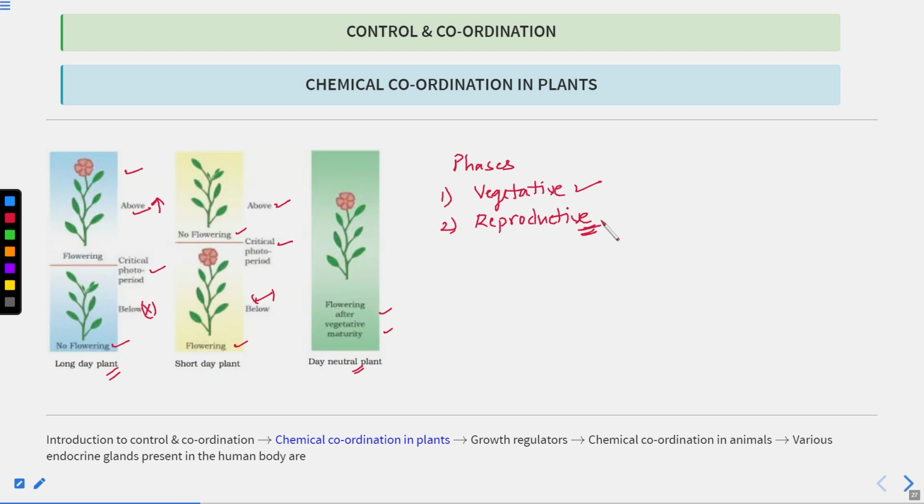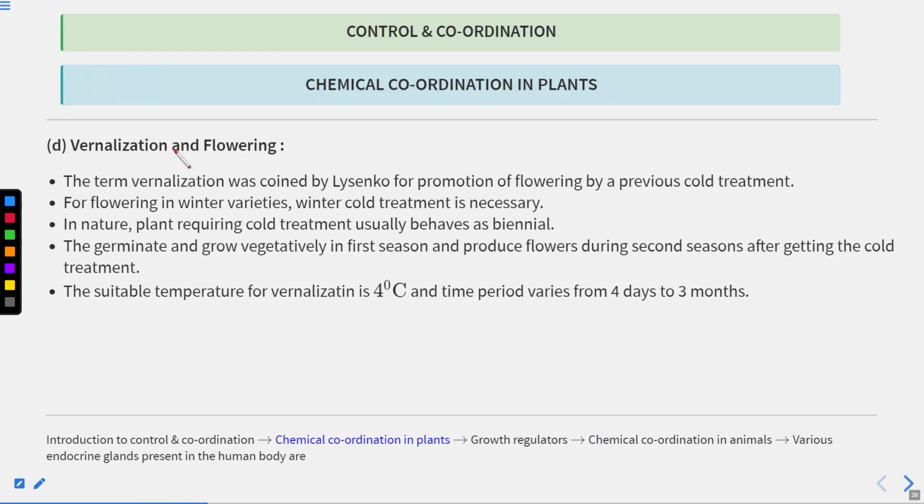Okay, this is clear. Now let's move on to the next topic, which is vernalization. Vernalization is also related to flowering, or vernalization can also induce flowering. Clear? Now the term vernalization was coined by Lysenko for promotion of flowering by a cold treatment. So here what is happening: you give the cold treatment to the plant, and because of this cold treatment there is induction of the flowering. So induction of flowering by cold treatment is known as vernalization. And what is the most suitable temperature for vernalization? It is 4 degrees Celsius. The plants are exposed to 4 degrees Celsius for a time period of 1 to 3 months.